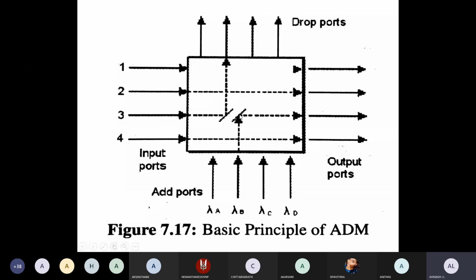For example, as I told you, in the first path, if you see, the signal is not coming. The channel is empty, the line is empty, so we can add the signal to it. That is exactly the basic principle of the add-drop multiplexer. Please take down this diagram, all of you. This is a very important diagram. Once you take it, you will understand many things.